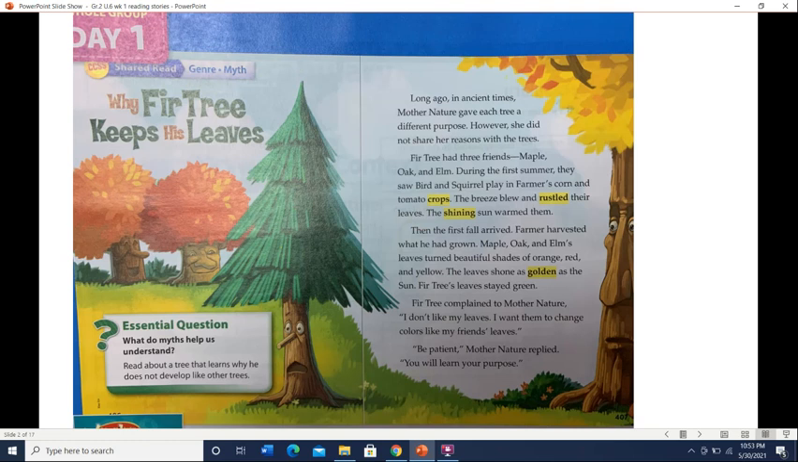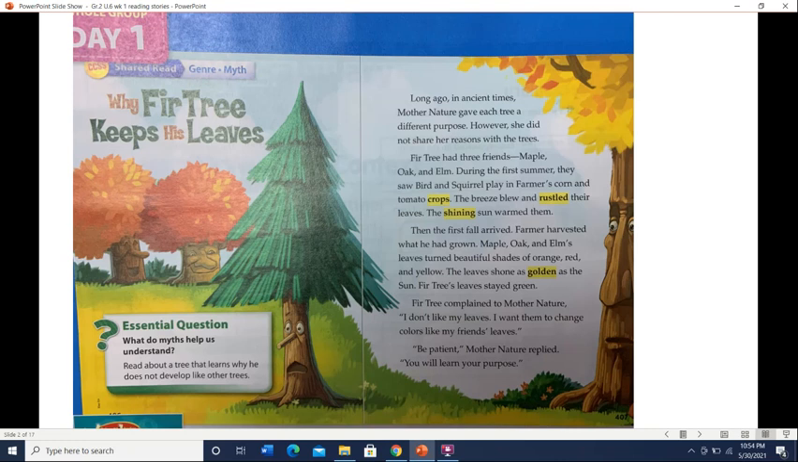During the first summer, they saw bird and squirrel play in farmers' corn and tomato crops. So in summertime, these trees saw a bird and a squirrel playing in between the crops. We said that crops are large numbers of grown fruits or vegetables. So in this farm, what did the farmer grow? He grew corn and tomatoes. Those are his crops. And the bird and squirrel were playing in the farm.